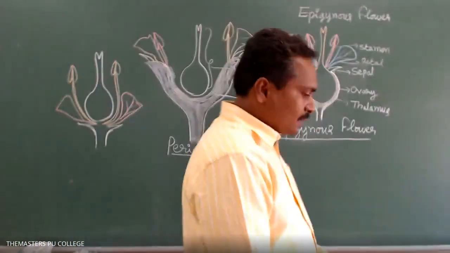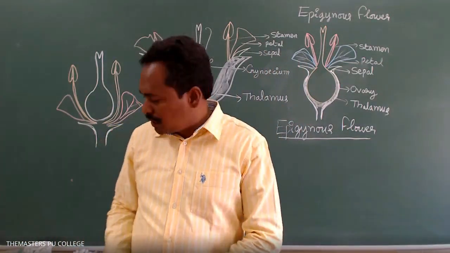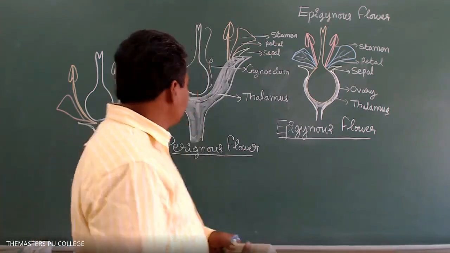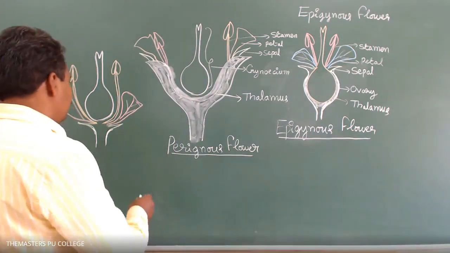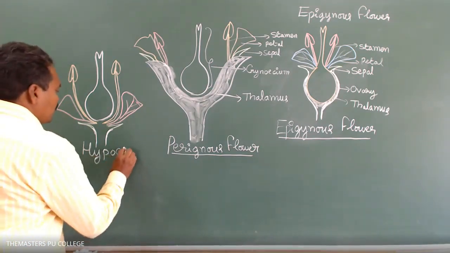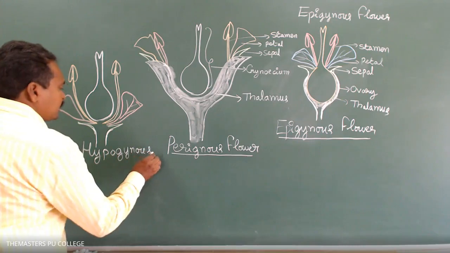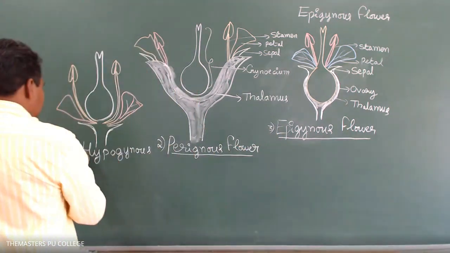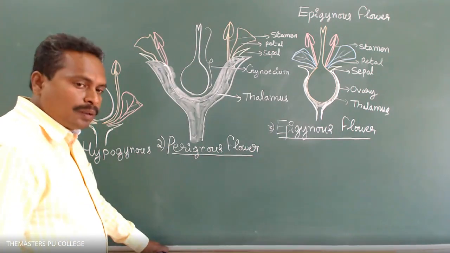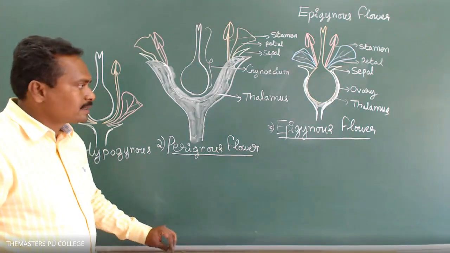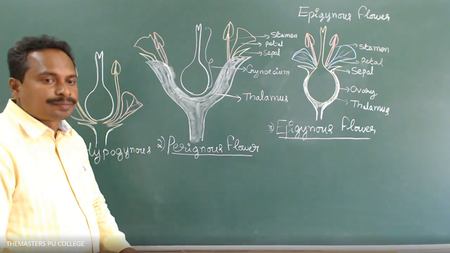So how many types of flowers are there based on the position of the gynoecium and the thalamus in relation to the other floral parts? Three. One is hypogynous flowers, the second one is perigynous flowers, and the third one is epigynous flowers.